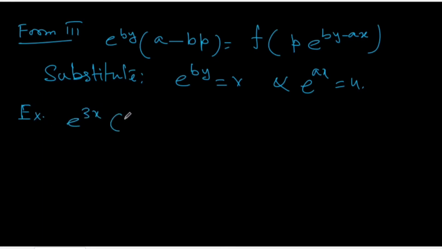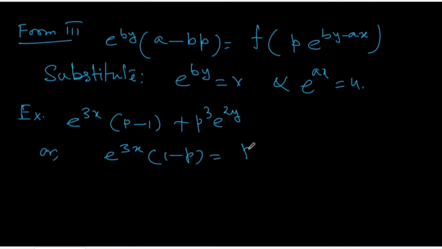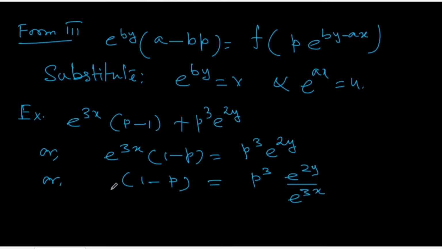e to the power 3x times (p minus 1) plus p cubed e to the power 2y, or we can write this whole equation as e to the power 3x (1 minus p) equals p cubed e to the power 2y. First divide this whole equation by e to the power 3x, so we get p cubed e to the power 2y upon e to the power 3x, and then multiply this equation by e to the power y.